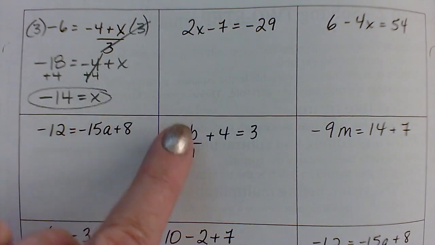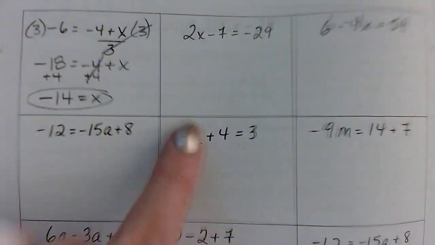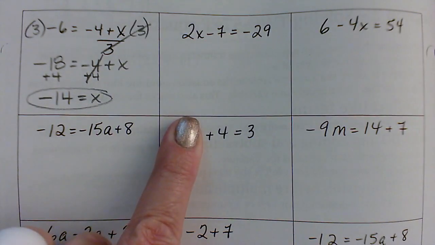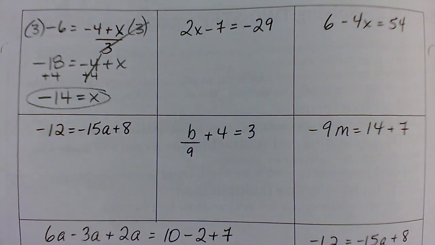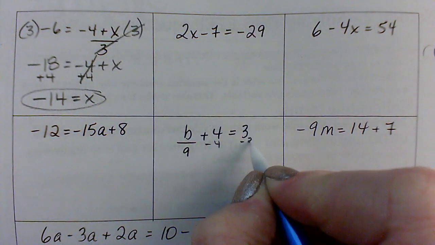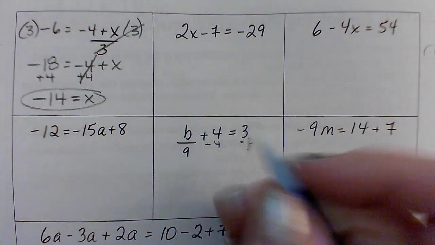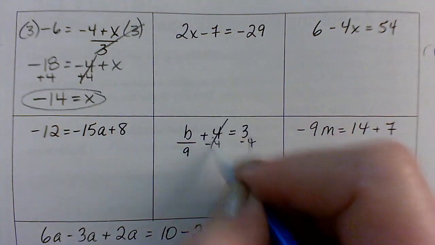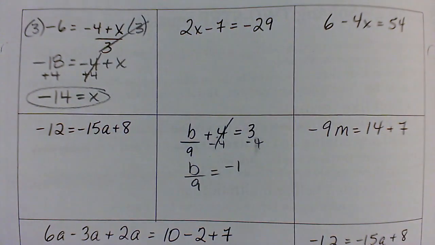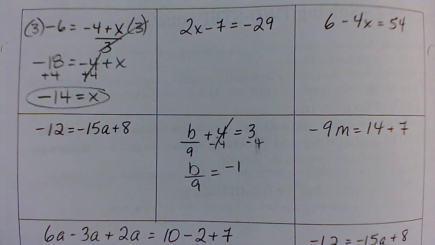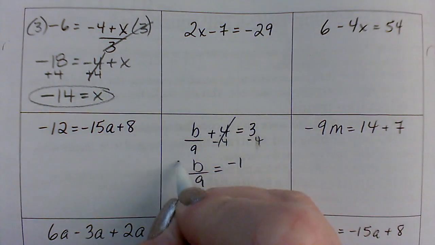Because this is my B term, and eventually I want to get B by itself. So the positive 4 is the farthest thing away from the B. I've got to remove it first, so I'm going to subtract the 4 off. B divided by 9 is equal to a negative 1. Now, how do I get B by itself? Times it by 9, both sides.